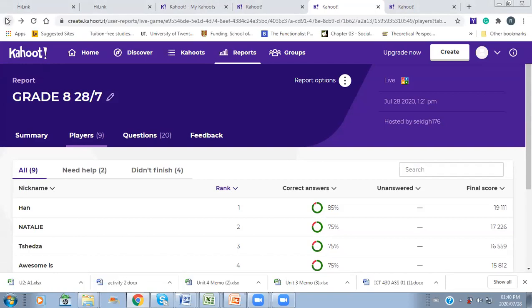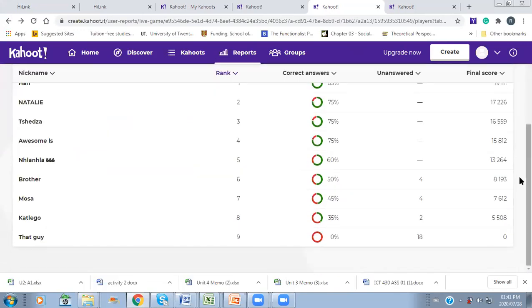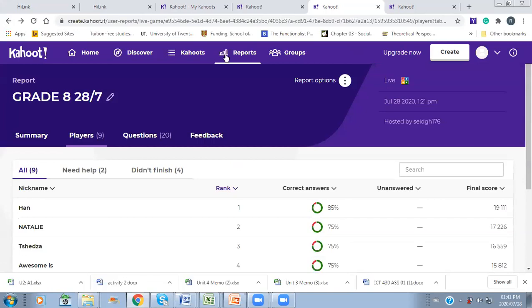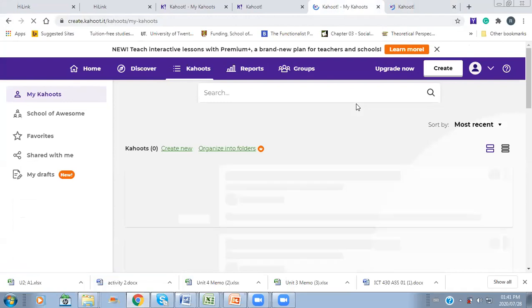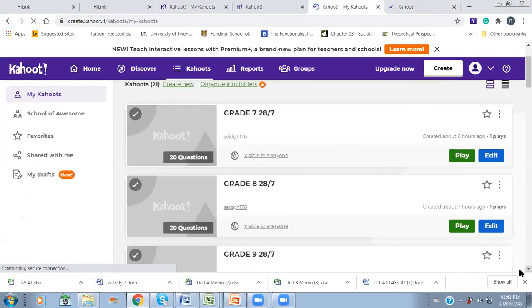It's loading up. Okay, let me do this. All right, we can use 5 minutes to do this, or 4 minutes. Okay, so we're playing again.